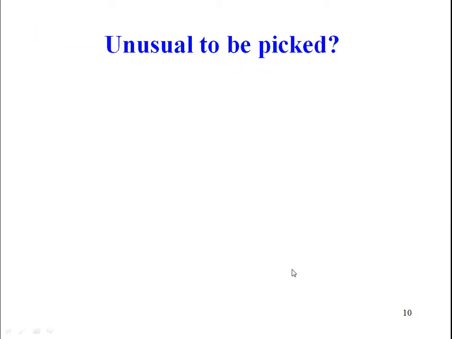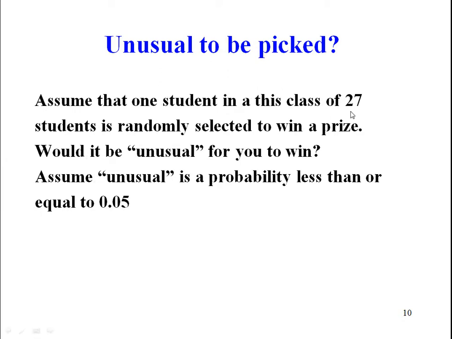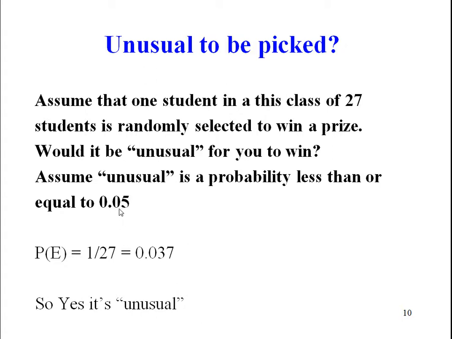All right. Now, unusual to be picked. Say we had a class of 27 students and we randomly select one to win a prize. Would it be unusual for you to win if you were in this class, where unusual is a probability less than 0.05? Well, how do we calculate it? Probability of you winning is 1 out of 27, which is actually 0.037. So that is less than 0.05, so in this classification that would be unusual. Most likely you would not win, and the not winning would be the complement of that.